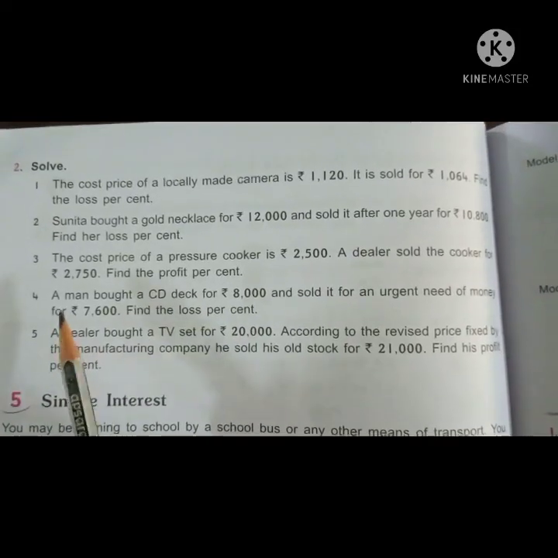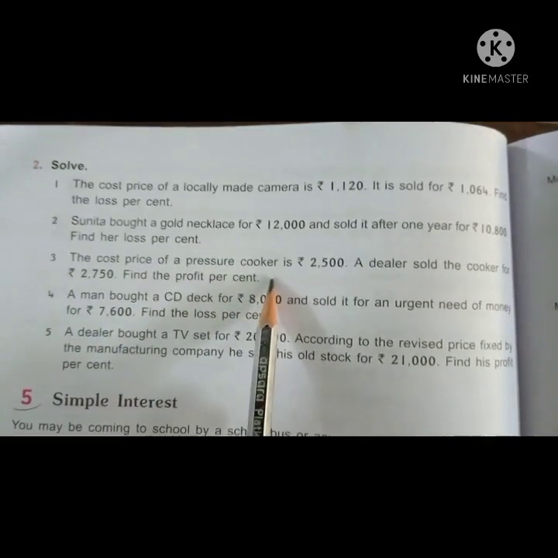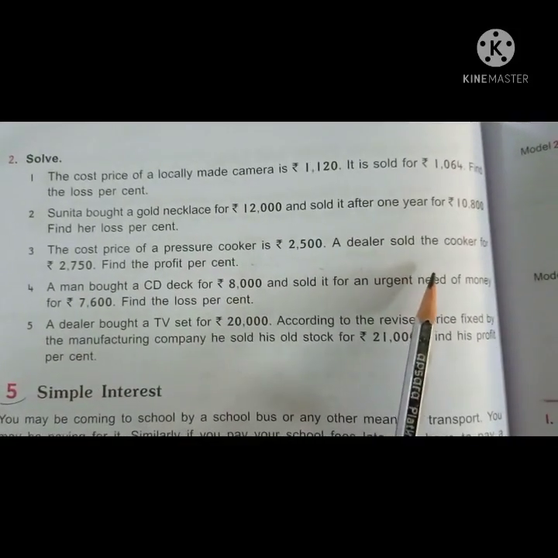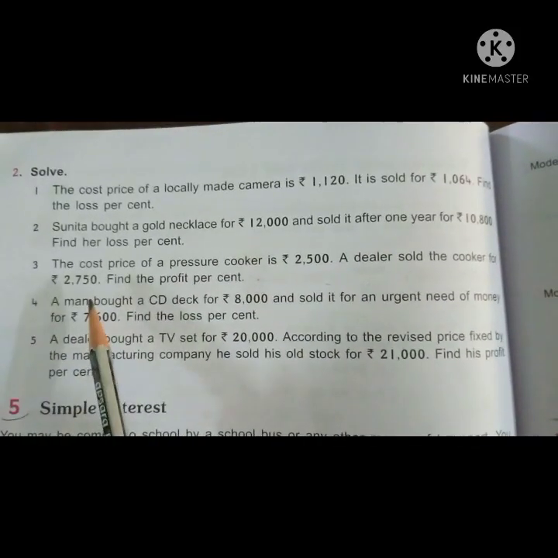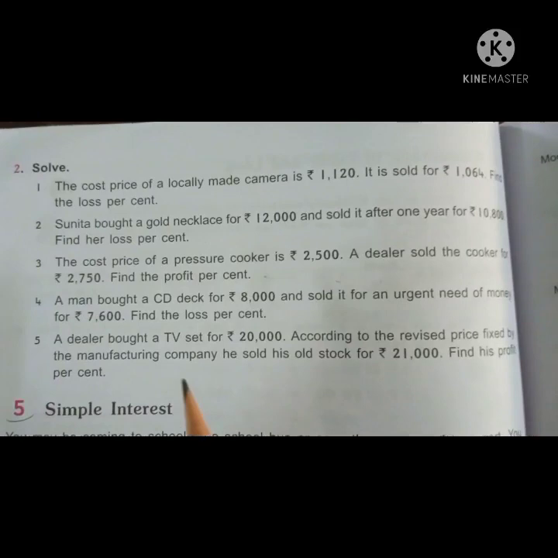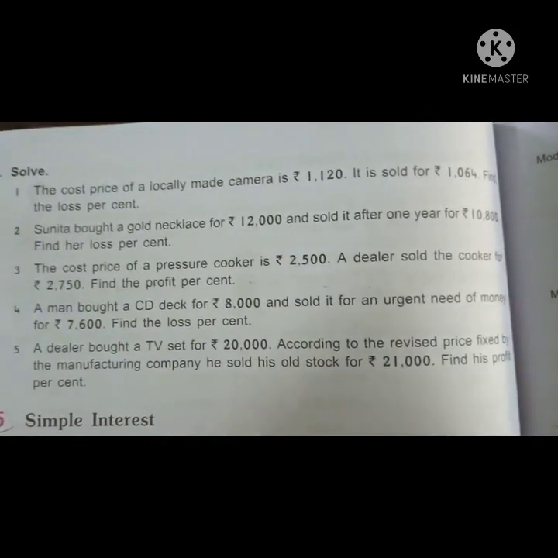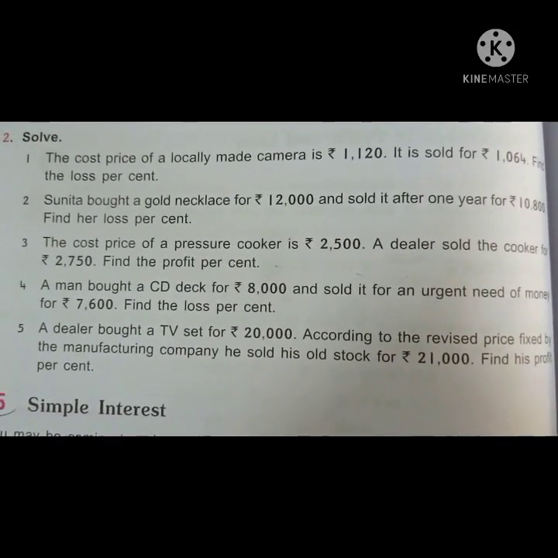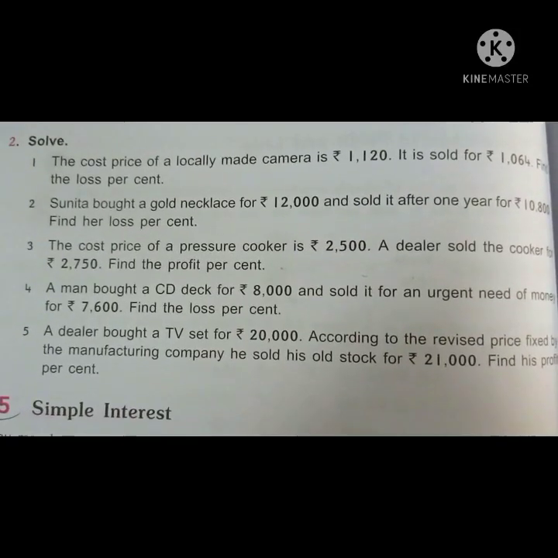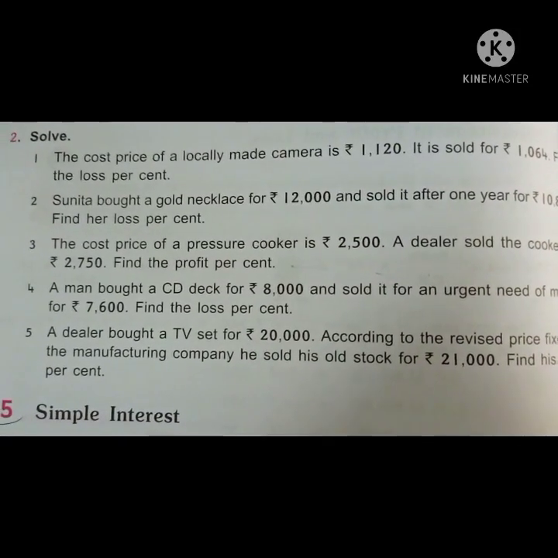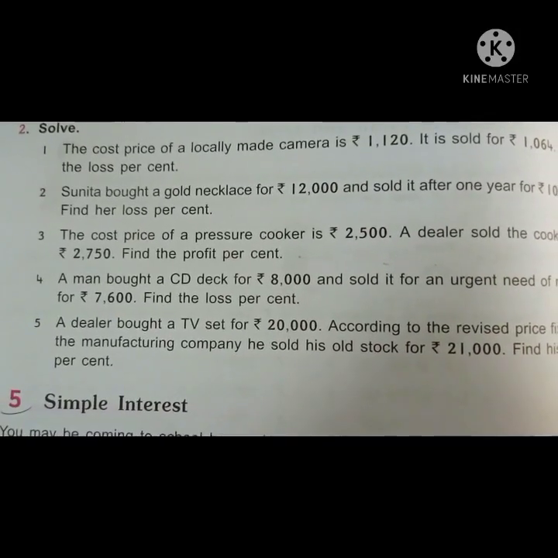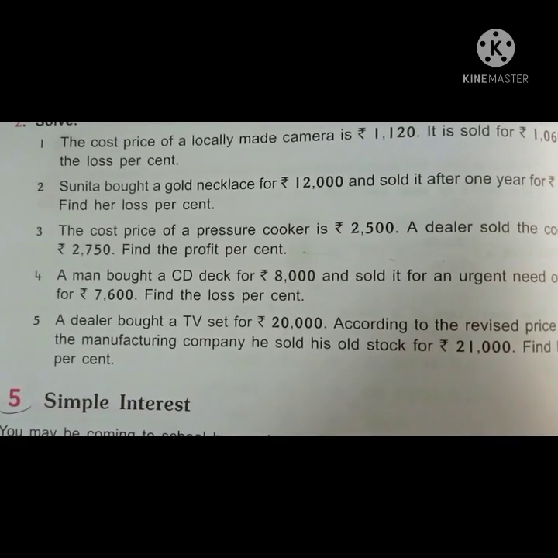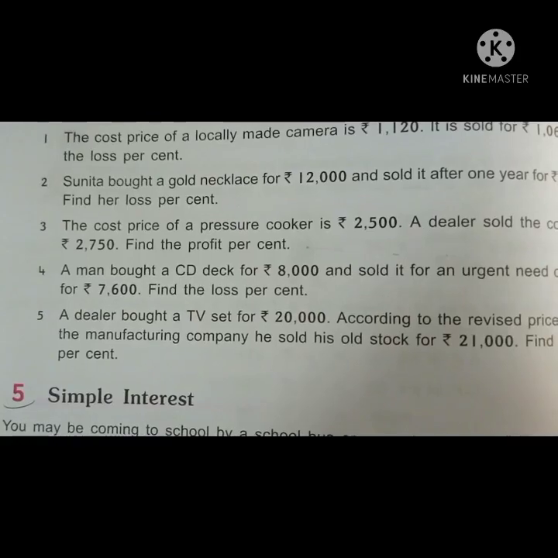Next see the third problem. The cost price of a pressure cooker is rupees 2500. A dealer should sell the cooker for rupees 2750. So find the profit percent. So what is the cost of the pressure cooker? 2500 rupees. So next, the selling price is equal to how much rupees? 2750 rupees. So we have to find out the profit percent. Okay now, how much rupees of the profit and then calculate the profit percent.